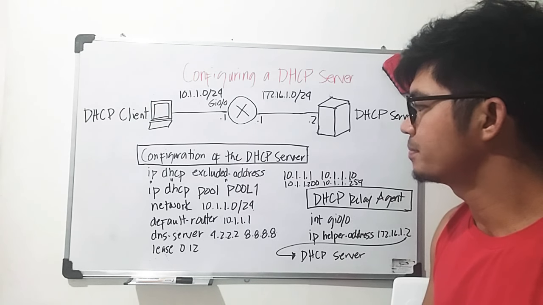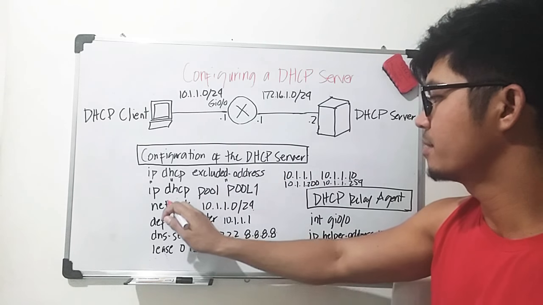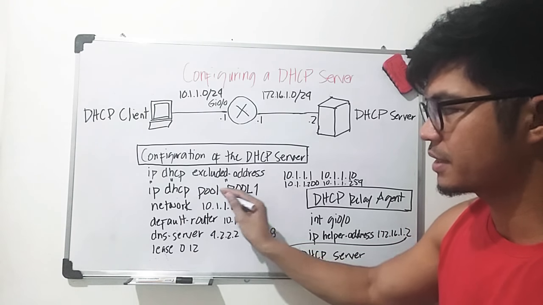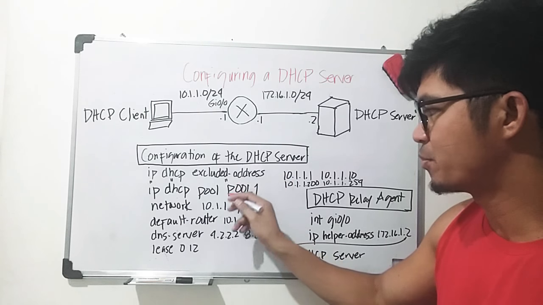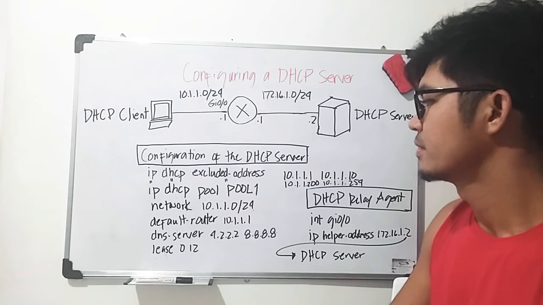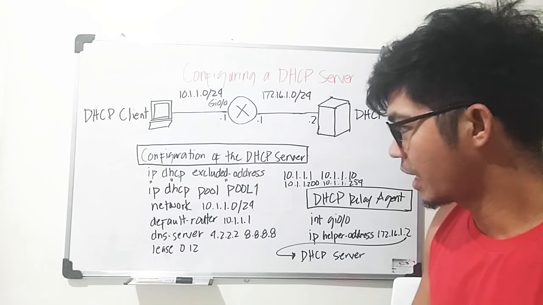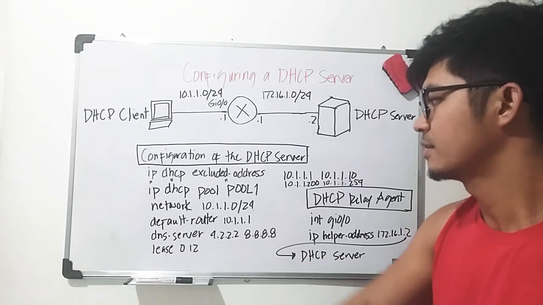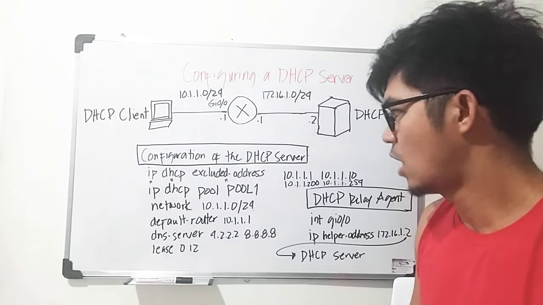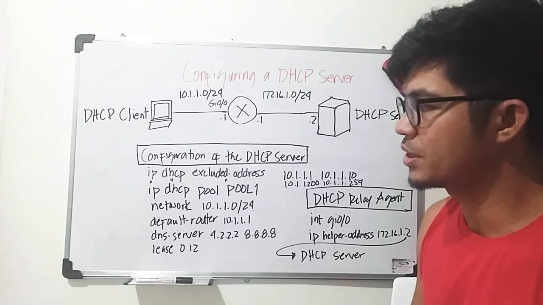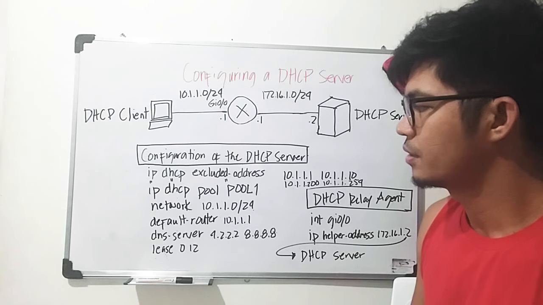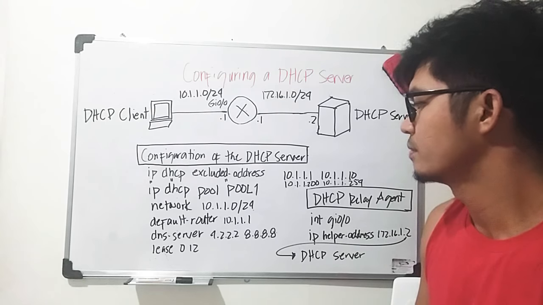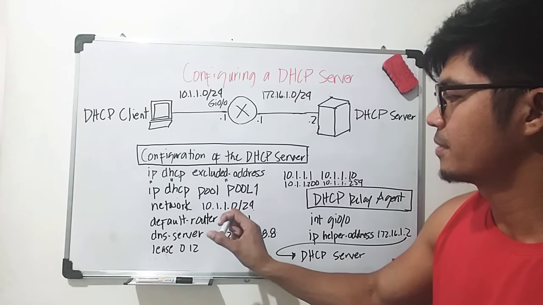And then, when that's done, we can configure a DHCP pool. In this case, the name of the pool is pool 1. And of course we should specify the network that the DHCP should assign to the hosts, or the subnet in this case.